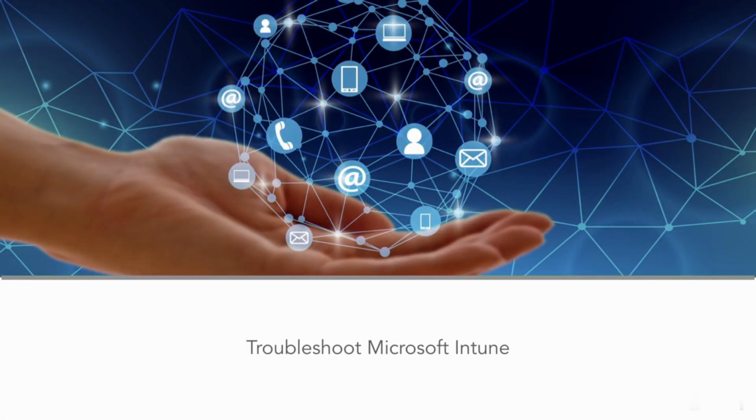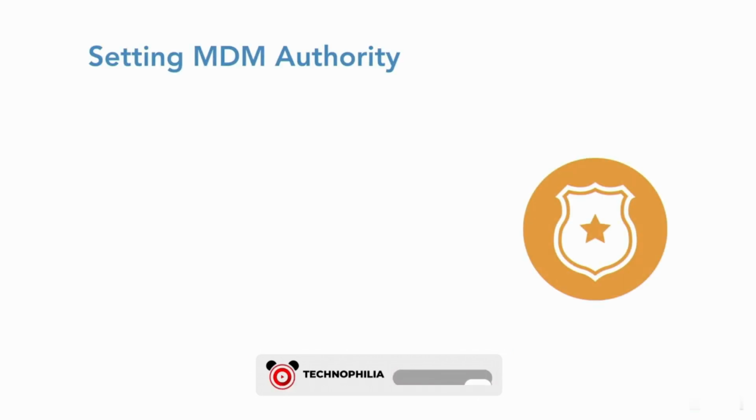Let's now turn our focus to Microsoft Intune. Intune offers two key services: Mobile Device Management, or MDM, and Mobile Application Management, or MAM. In order for Microsoft Intune to manage your devices and apps, you first need to ensure that Intune is configured to manage them.